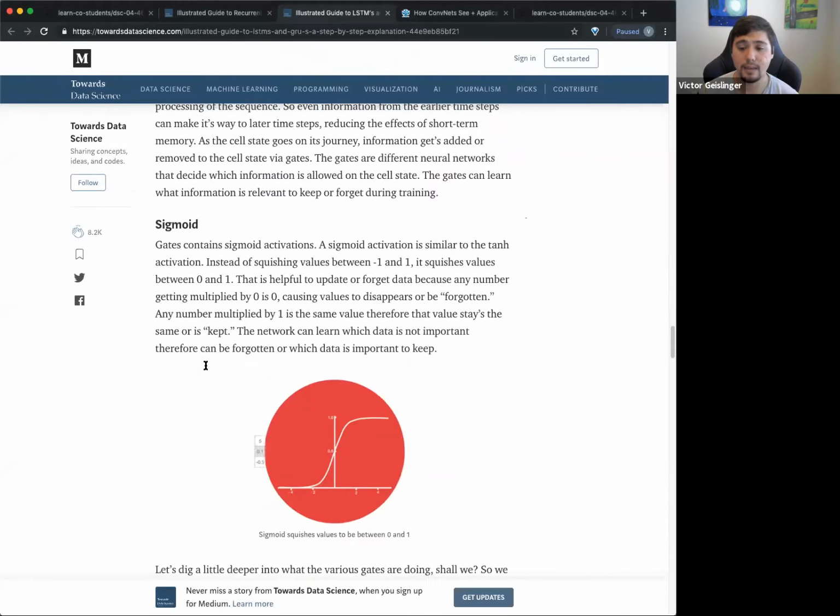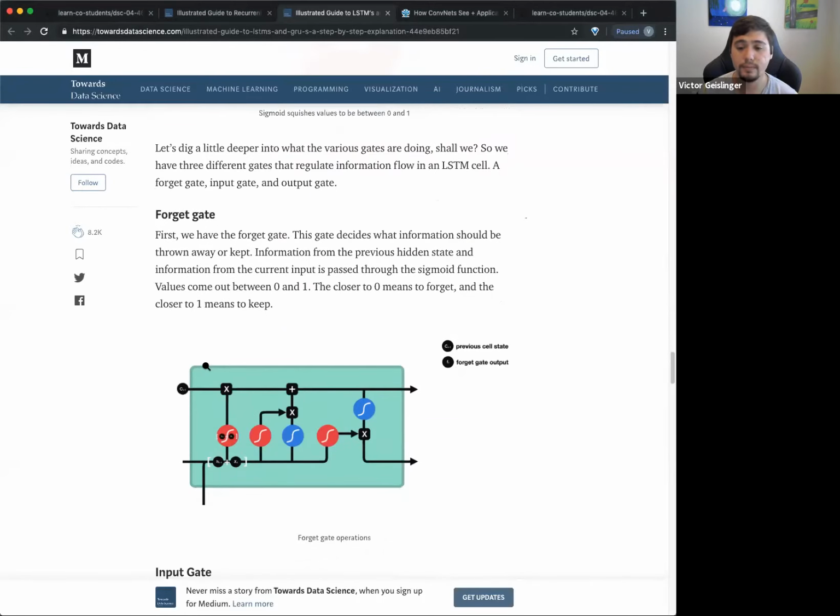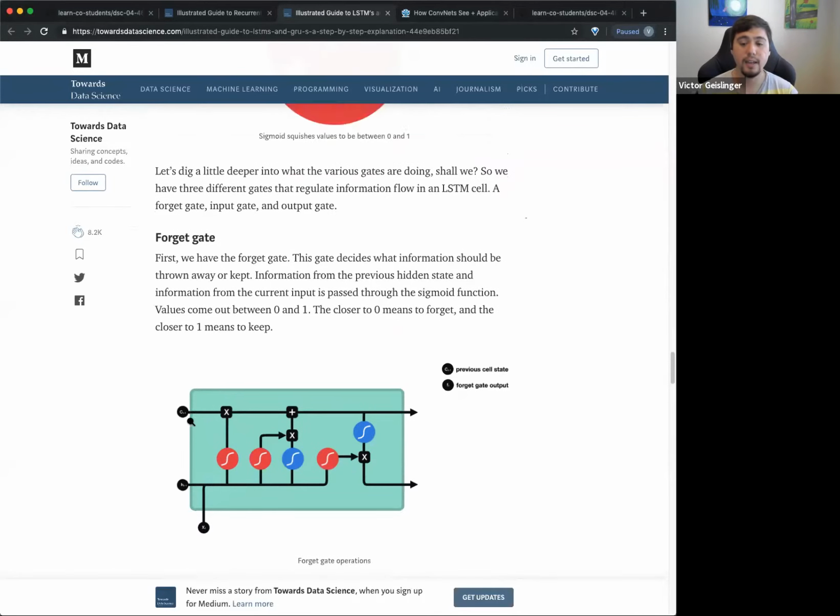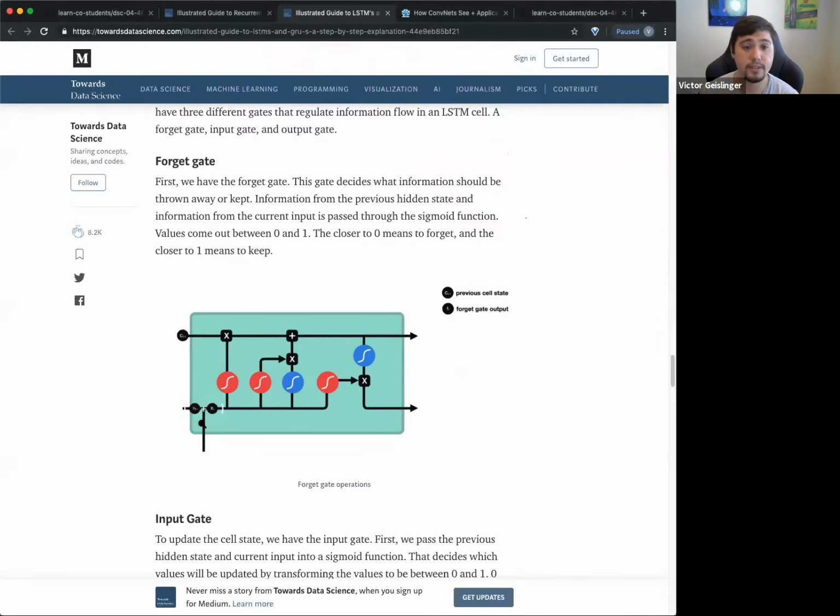And I think he has an animation. Okay, yeah, so this one right here, he has a sequence of animations. You can see, for example, the input and the previous cell state, which is like, I think I said, the short-term memory. So this is our short-term memory being passed in from our long-term memory.